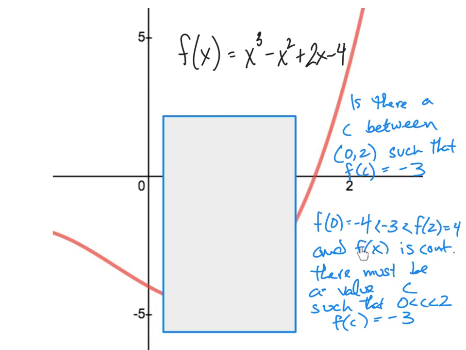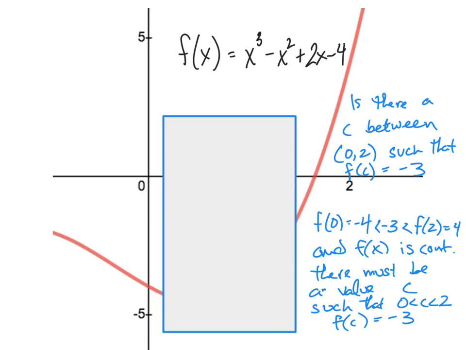Then you need to say something about the function being continuous, which of course it's a polynomial. It's definitely continuous. Then you say, okay, then I know, based on the fact that it is continuous, that there exists some value between 0 and 2 where I could plug it into the function and get that -3, because that's between -4 and +4.